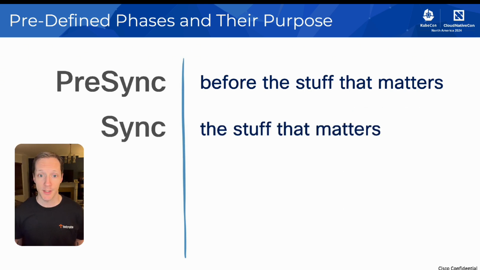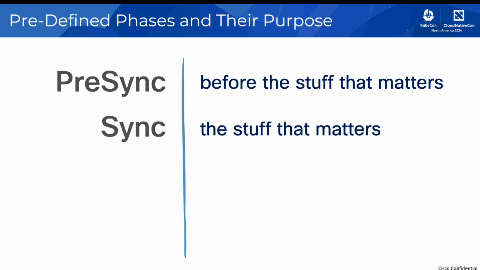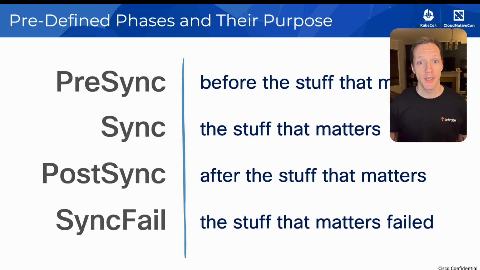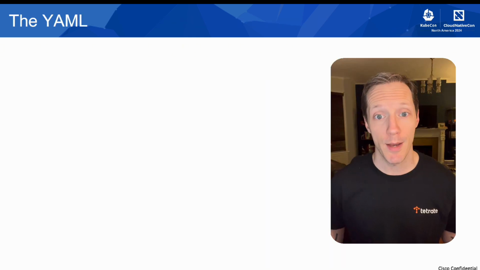Then there's the sync phase. The sync phase is the stuff that matters, the reason you even have an application definition to begin with, right? Again, these are guidelines. You don't have to adhere to these mentalities for your sync phases, but that's what they had in mind when they provided them. After sync comes post-sync. You can think of this as cleanup or alerting, messaging, hey, your deployment was successful, unless it wasn't, in which case you will get into the sync fail phase. This is the phase that triggers only if the sync phase, again, the stuff that matters, fails.